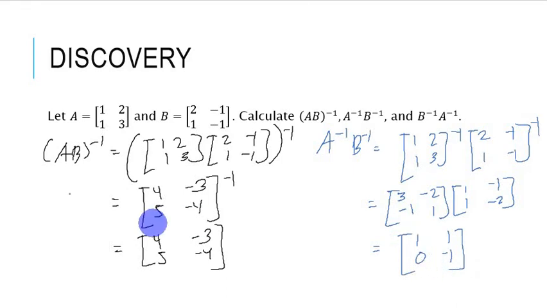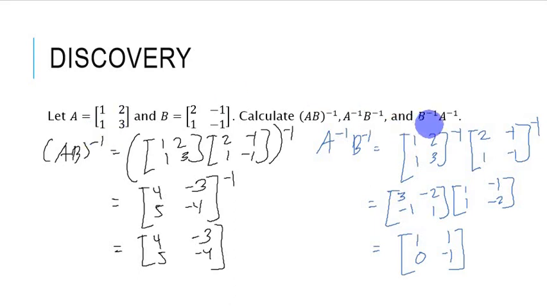So as we can see, the inverse of the product of AB is not equal to A inverse times B inverse. So we cannot say that these two are equal. So we cannot distribute this.